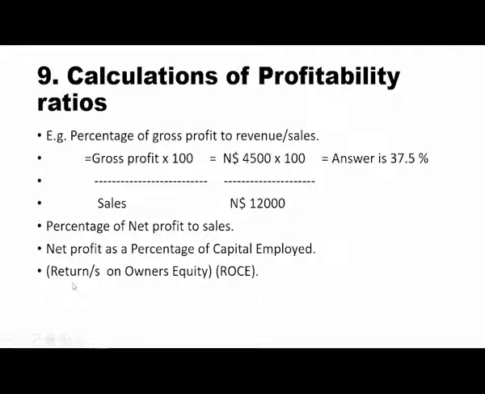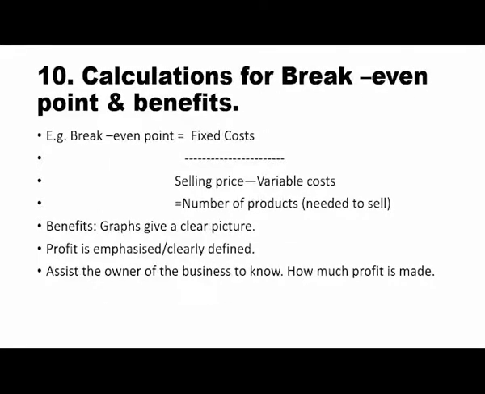But we are saying if the answer is 50% or more, it means your business is performing. But if your profit percentage is low, it simply means your returns on owner's equity is lower. So the percentage, if it's 50% or more, it simply means you are performing in terms of your profit. But if it's below 50%, it means you need to adjust to increase your percentage profit.